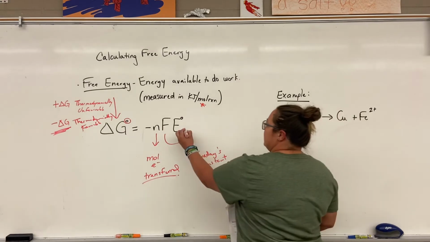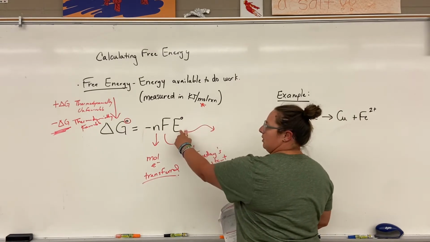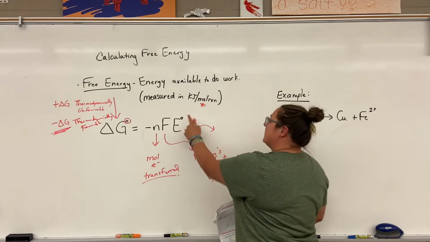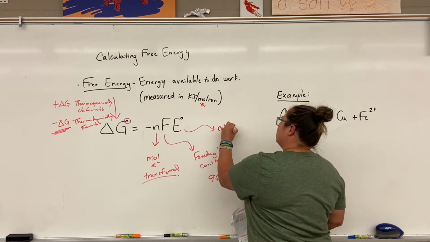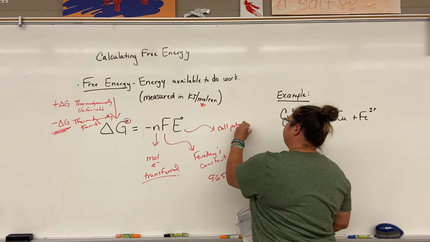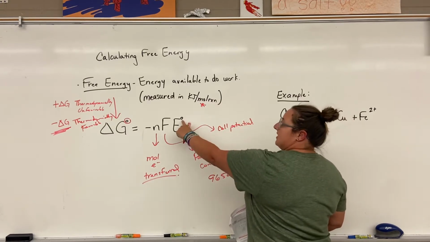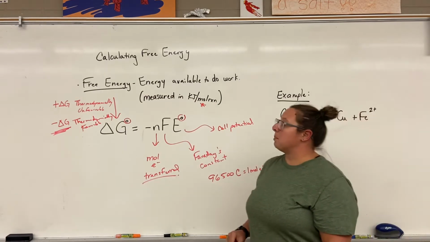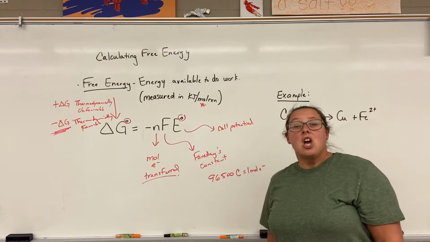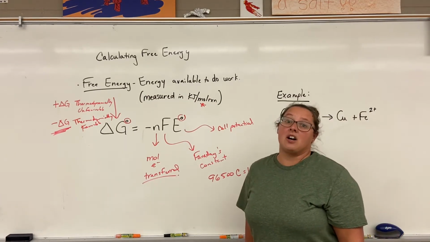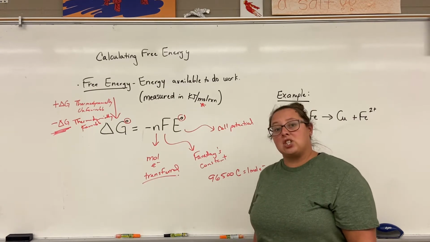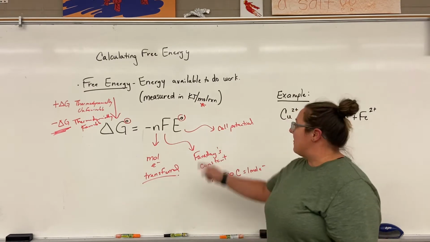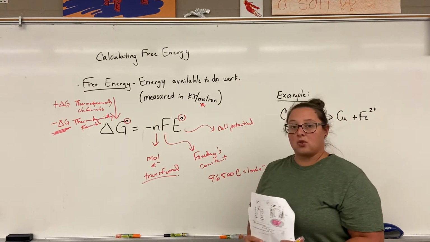Now, this hopefully looks familiar to you. This is a little E with the naught symbol, and so this stands for cell potential at standard conditions. So the way we find our cell potential at standard conditions, remember, is that we take the E of our reduced species minus the E of our oxidized species, and that gives us this E cell, okay?